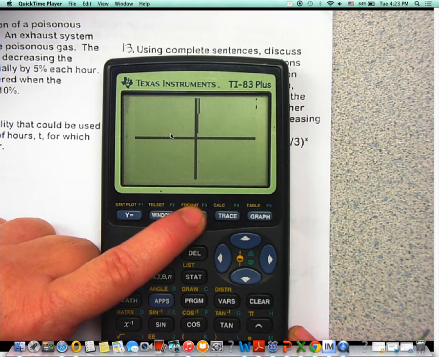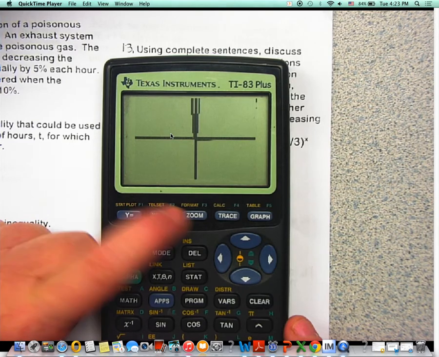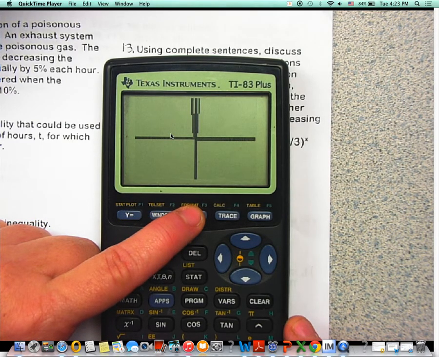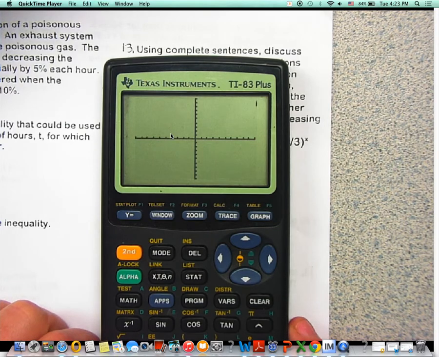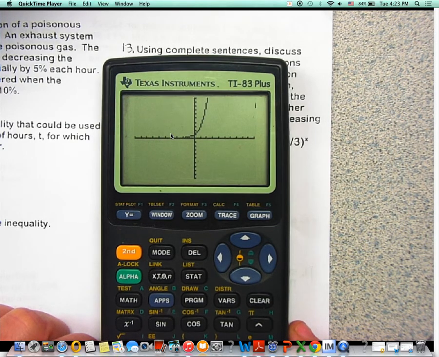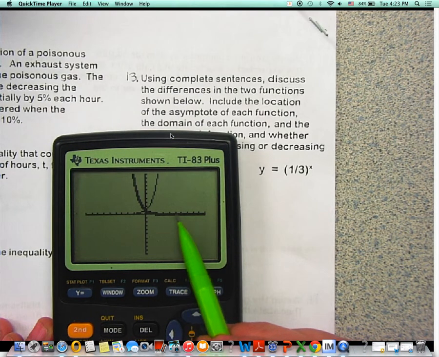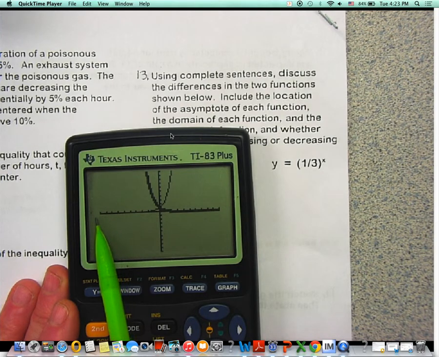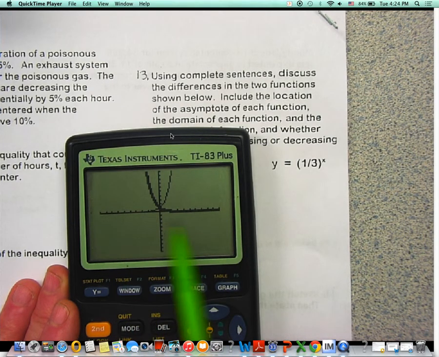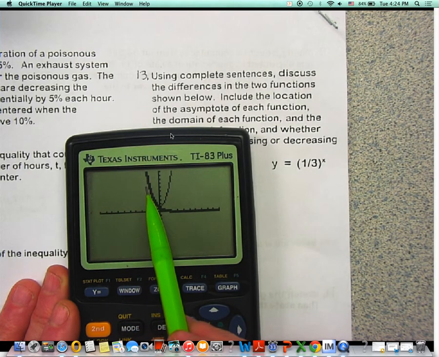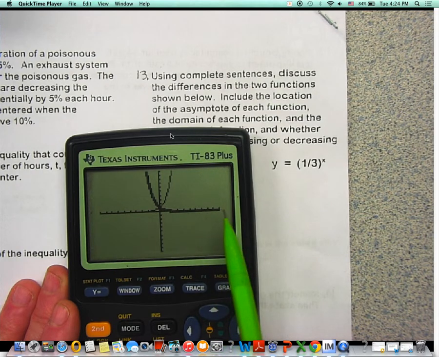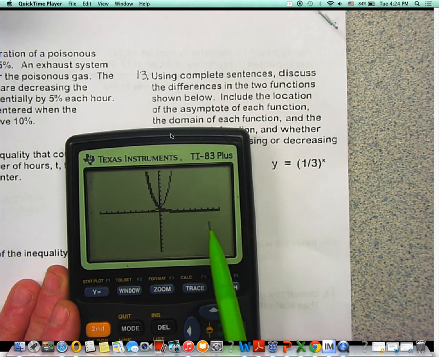I am zoomed out or something, so I'm going to go to zoom 6. Let it quit graphing. Zoom 6. There we go. There is 3 to the x, and that is 1/3 to the x. And it looks like it goes below that, but it really doesn't. The horizontal asymptote is along the x-axis, so it's y equals 0 for both of them. And this is actually decreasing and getting closer and closer to y equals 0. It is not touching it, even though it looks like that on the graph.